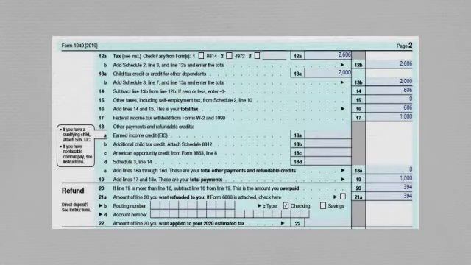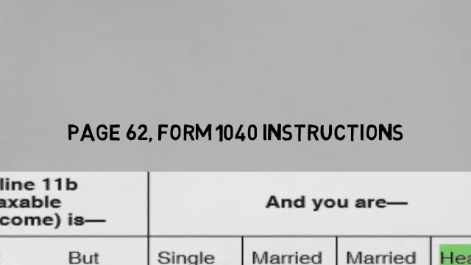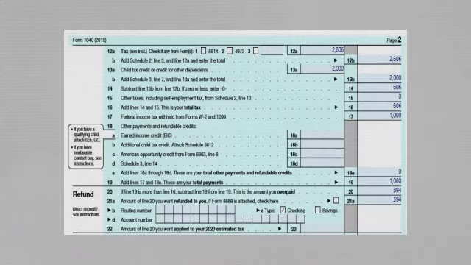On line 12A, we will calculate your tax. You can find the tax rate schedules in the IRS instructions. Since you had taxable income of at least $24,000 but less than $24,050 and you are head of household filing status, your tax will be $2,606. You can find the tax rate schedules beginning on page 62 of the Form 1040 instructions. Put the tax down on line 12A and carry that down to line 12B.